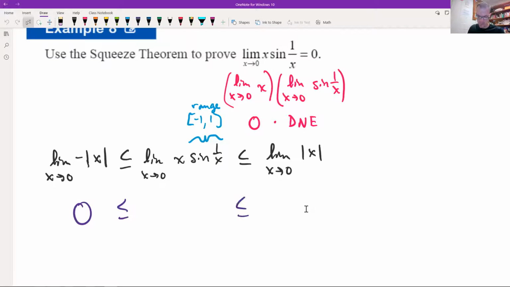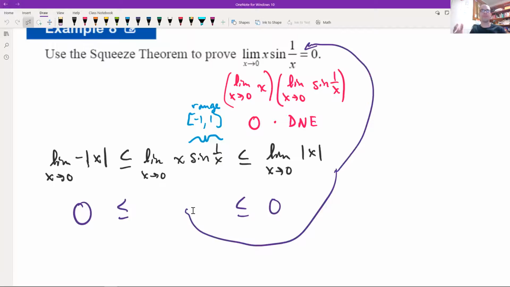And on the right, this well-behaved limit, again, will approach 0 from the left and from the right. Both ways approach 0 on the absolute value function. And that squeezes the function in between, saying that its limit should be 0 as well. So we get what we set out to prove, that this thing equals 0. So that's squeeze theorem.